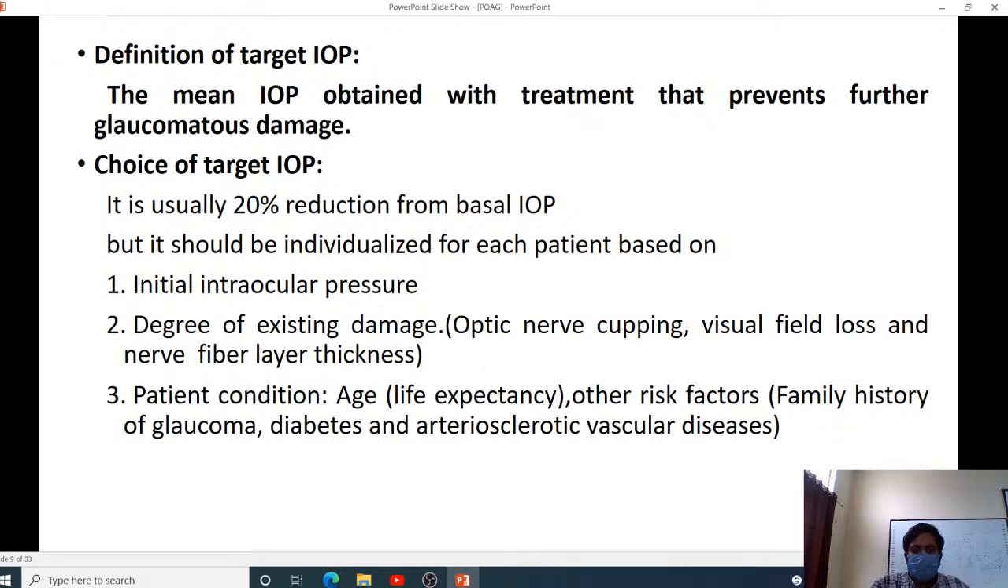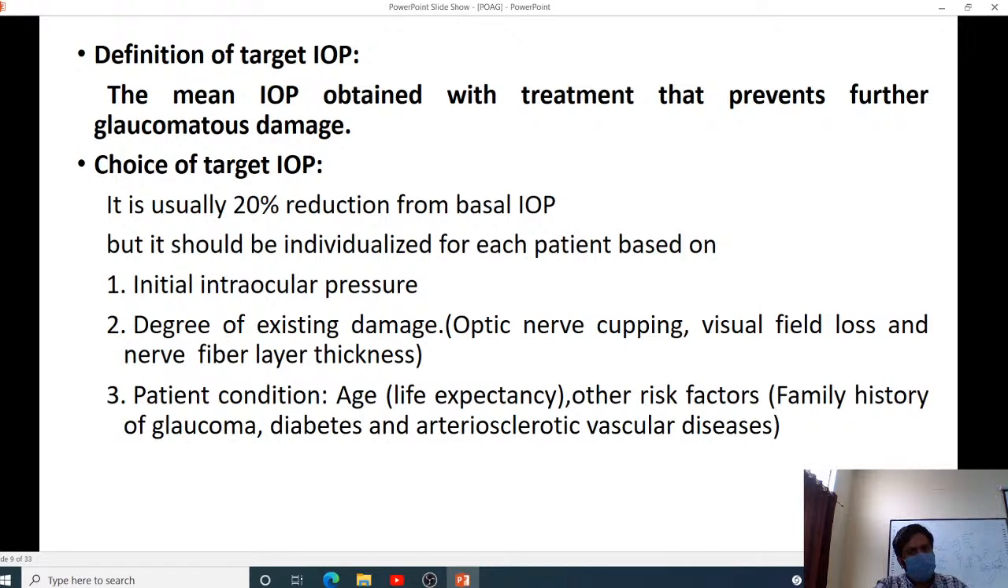This is not a static number, but a dynamic number where you have to set a particular IOP above which there is no damage to the retinal ganglion cells. Usually the target IOP is 20% reduction from the baseline of the IOP. Suppose the patient presented with 30 millimeter of mercury, we have to reduce 20% of that. That is nothing but the target IOP.